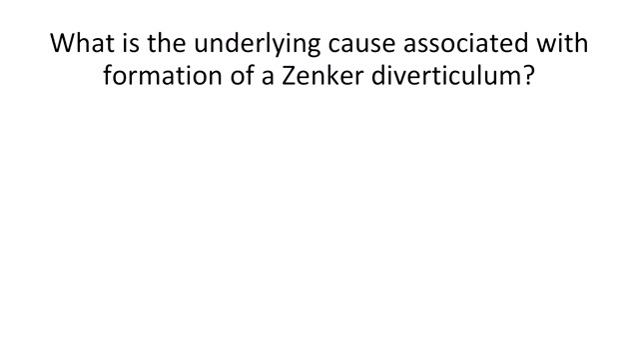What is the underlying cause associated with formation of a Zenker diverticulum? Okay, a Zenker diverticulum is a herniation or outpouching of tissue near the pharynx and esophagus. So a diverticulum is just a blind tube coming off the GI tract. If this is the esophagus normally, then a Zenker diverticulum would look something like this.